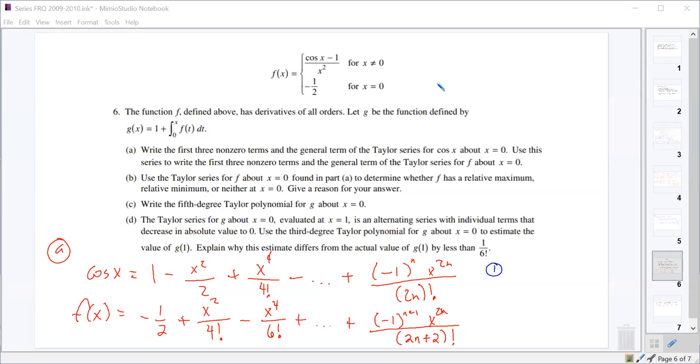So let's see, what were the points for that? They must have given you, since they asked you to find the first 3 general terms, 1 point for the first 3 non-zero terms and 1 point for the actual general term. Everybody good there with part A? Open up the chat and make sure everyone feels good. Makes sense to everybody?